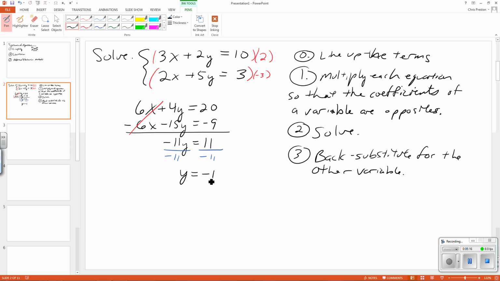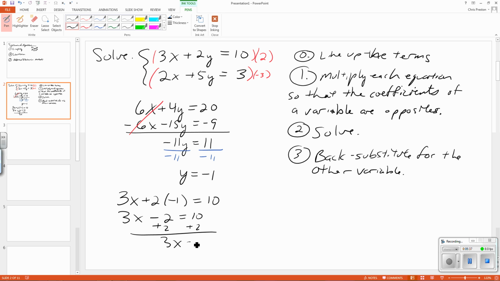Right? So now that I know what y is, I can go to any equation that has y and an x. So I'm just going to pick this first equation. 3x plus 2, we now know y is -1, equals 10. So that's 3x minus 2 equals 10. Add 2. 3x equals 12. Divide by 3. x equals 4. And remember to write your answer as a point. We're looking for that point of intersection. So 4, -1.